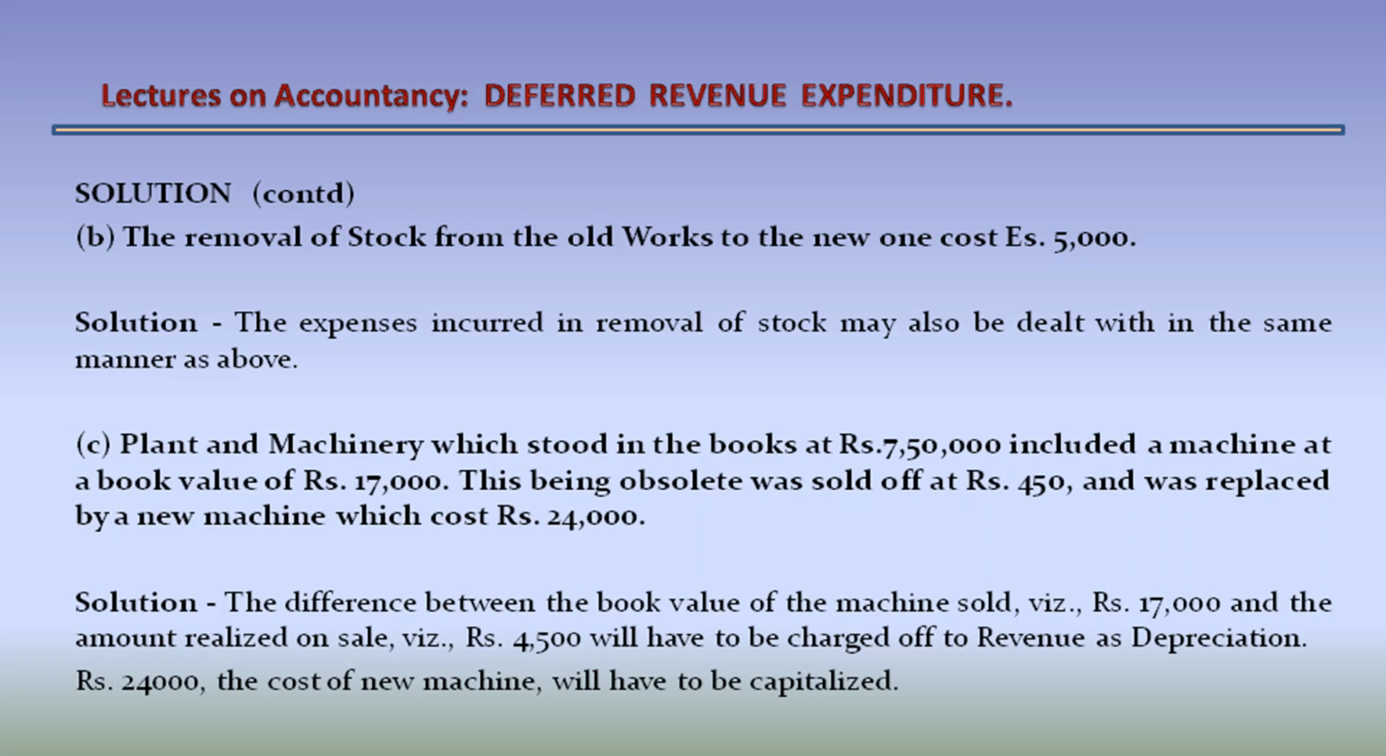B. The removal of stock from the old works to the new one costing 5,000 rupees. The expense incurred in removal of stock may also be dealt with in the same manner as above. C. Plant and machinery which stood in the books at 7,50,000 included a machine at book value 17,000. This being obsolete was sold off at rupees 4,500 and was replaced by a new machine which cost 24,000. The difference between the book value of the machine sold, that is 17,000, and the amount realized, that is 4,500, will have to be charged to revenue as depreciation. Rupees 24,000, the cost of the new machine, will have to be capitalized.